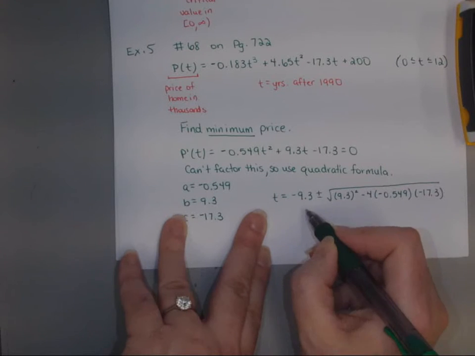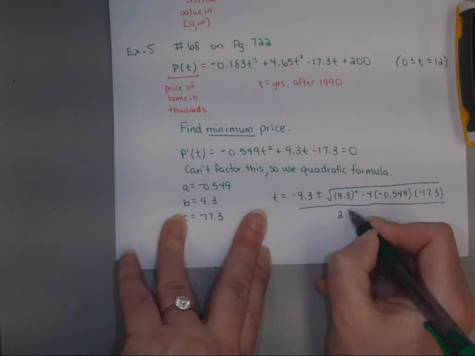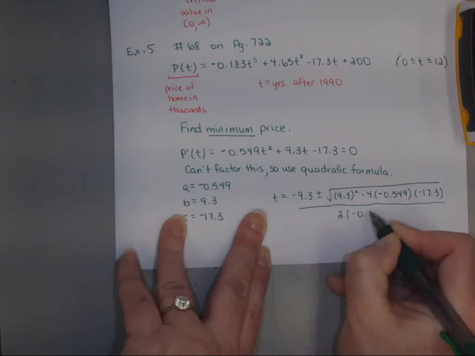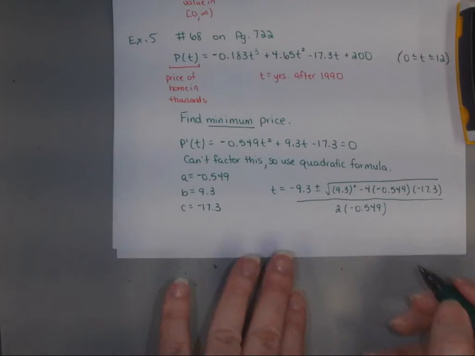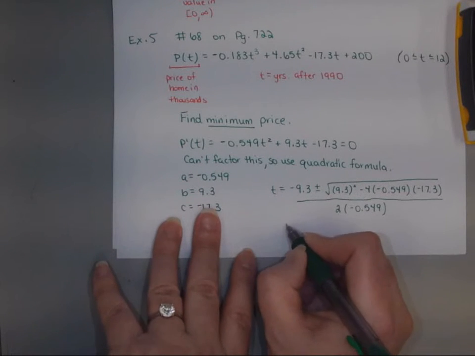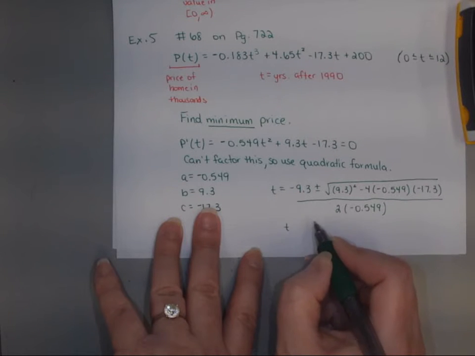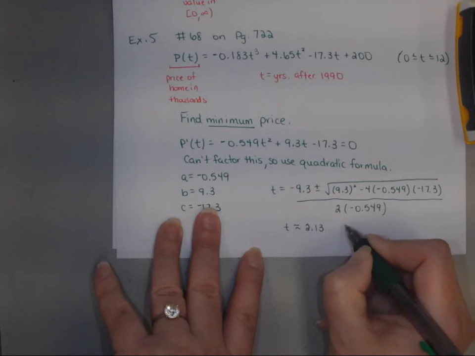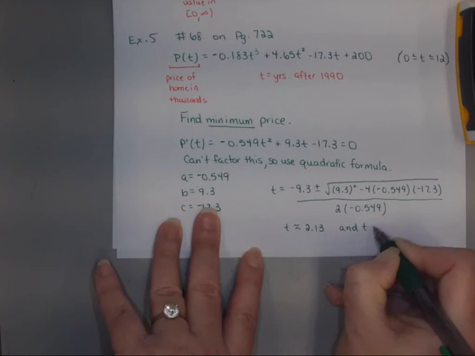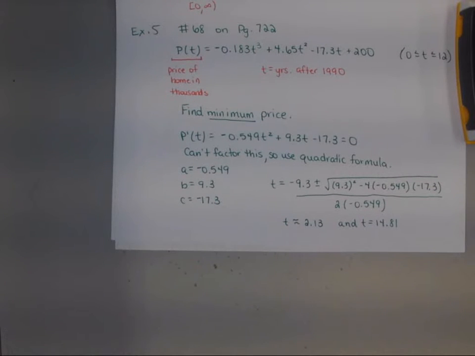The key here is you want to use parentheses, right? You want to close off the parentheses in the denominator, under the square root, all that stuff. I think it's something you can fix if you don't get the answers you're supposed to, but I think it was definitely approximate. I got, I think, 2.13 and 14.81. Oh, I got them right.